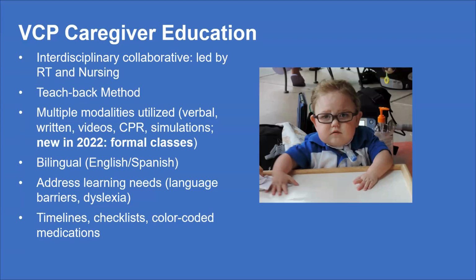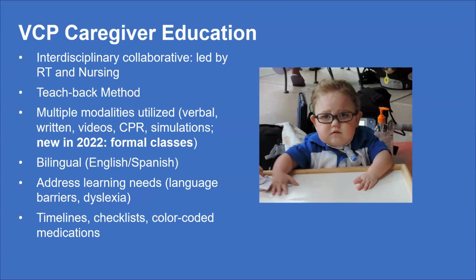And then addressing specific learning needs. So I've had some families where not only do they not speak English or Spanish, they speak a very rare language or they don't read, and we have to do things like make timelines and diagrams and color-coded medications. And our team really is tireless in trying to make sure families can safely care for their children.